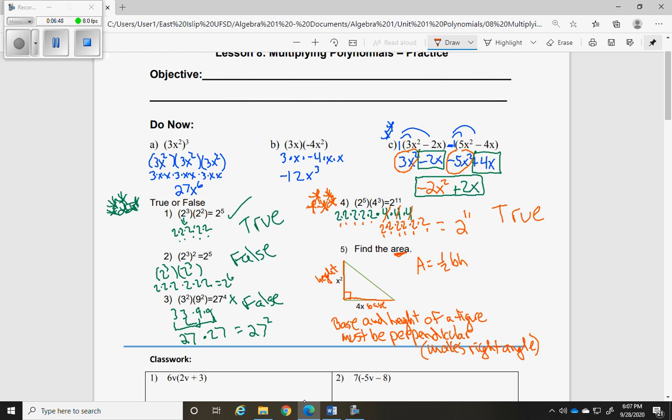I'm just going to go change my color real fast. So I want to do 1/2 times 4x times x squared. That really turns out to be 1/2 times 4 is 2, x to the 3rd power. So the area is equal to 2x to the 3rd power. And I think that's pretty much it for my video.